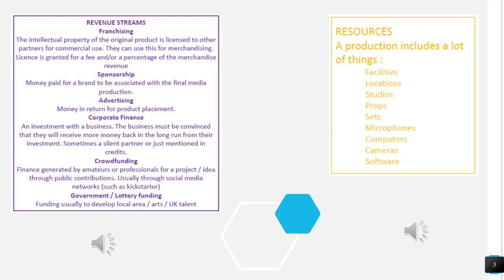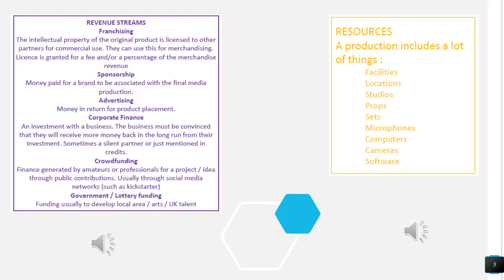You need to have the right equipment, you need to have the right locations, you need to have props, you need to have sets, you might need microphones, you might need printers, you might need scanners, you might need all sorts of different things. You need to think about resources and how they can have an impact on your production. If you have access to whatever it is that you need, then obviously the production's more likely to be a success. If you don't have certain resources that you might need, then obviously it's not going to be as successful.